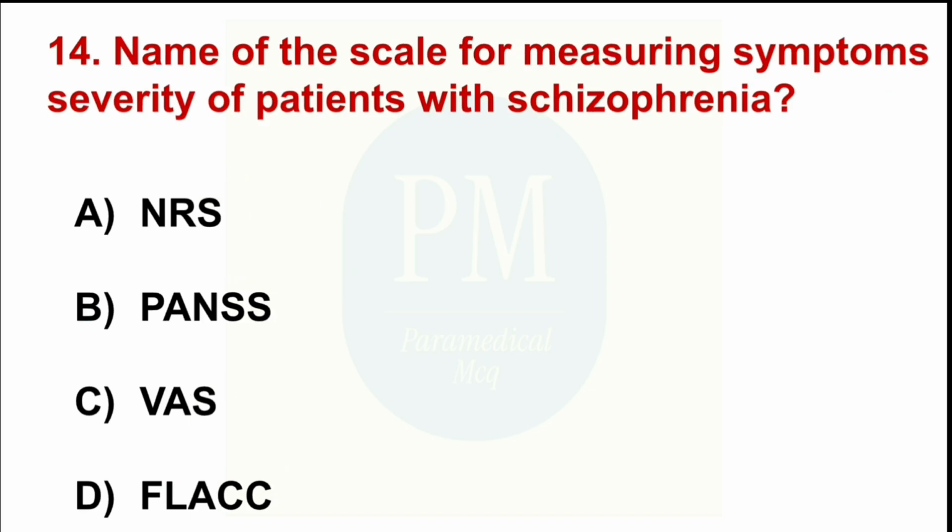Name of the scale for measuring symptom severity of patients with schizophrenia. Option A, NRS. Option B, PANSS. Option C, VAS. Option D, FLACC. The correct option is option B, PANSS.